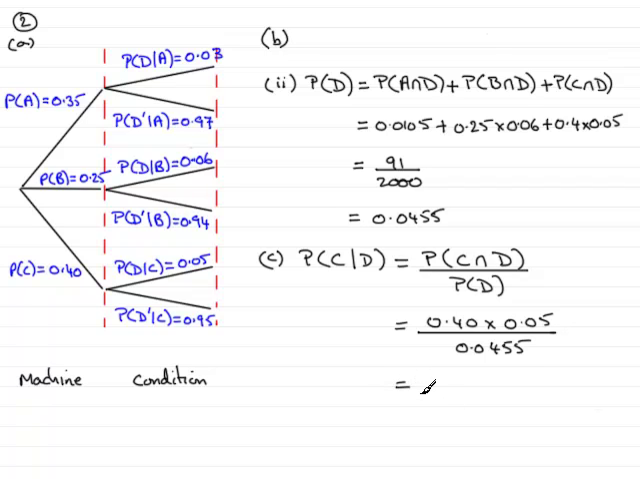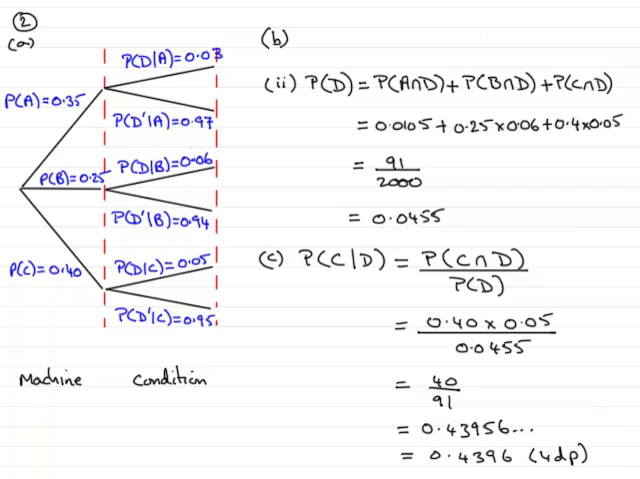As an exact fraction, it comes out at 40/91. But if you work it out as a decimal, you'll find that you get the decimal 0.43956 and so on, which rounded, say, to 4 decimal places is 0.4396 to 4 dp.